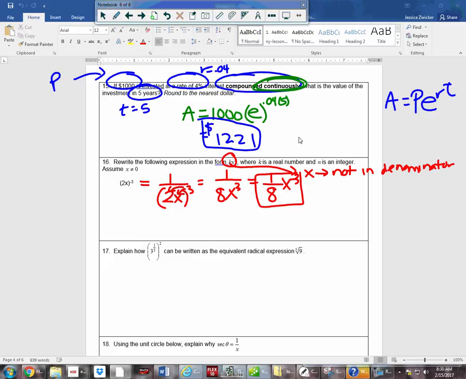Now another way to do this would be to distribute the 3 right away. So you have 2 to the negative 3, x to the negative 3. And then put 2 to the negative 3 in the calculator and get 1/8. Keep the x to the negative 3. Whatever you want to do is fine.